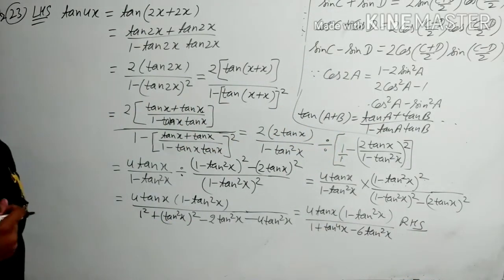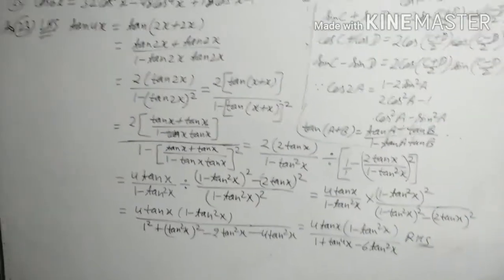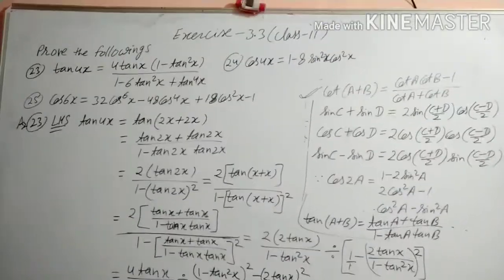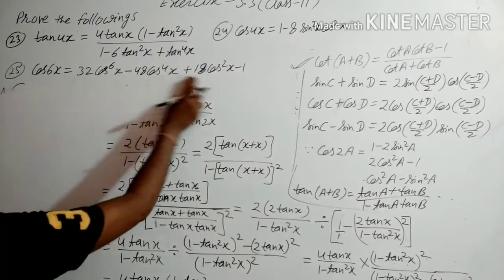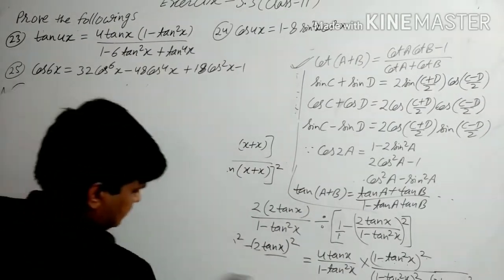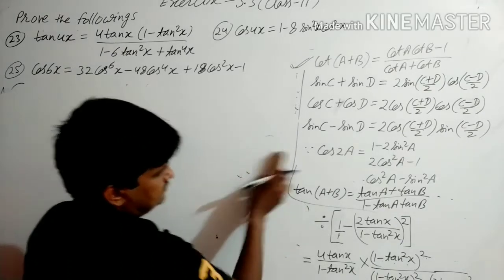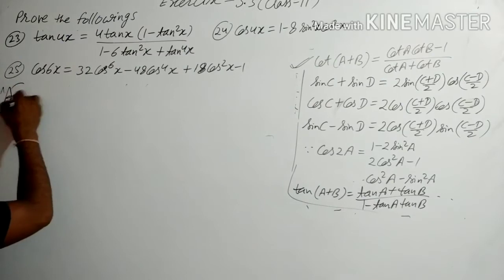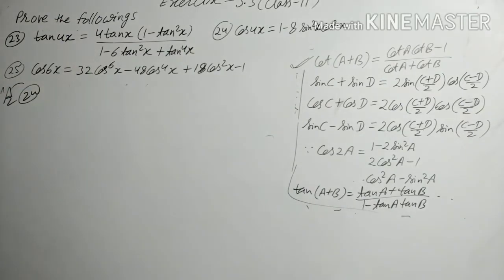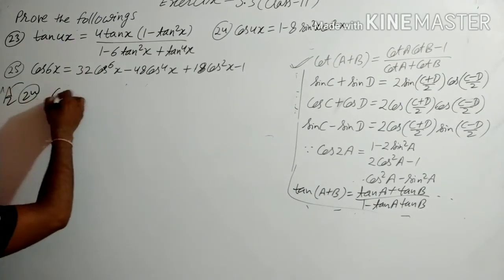So this is the question number 23. Now come to the next one, that is question number 24. Question number 24 is cos 4x.